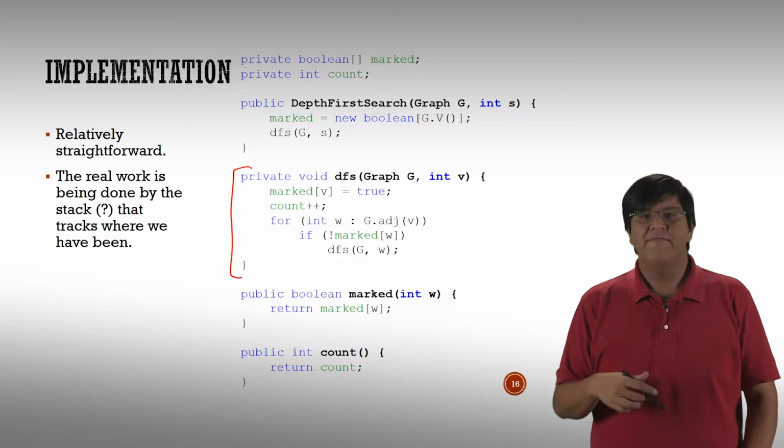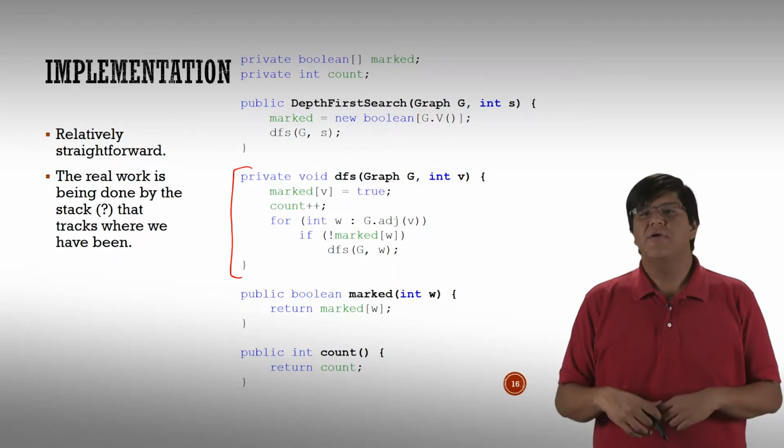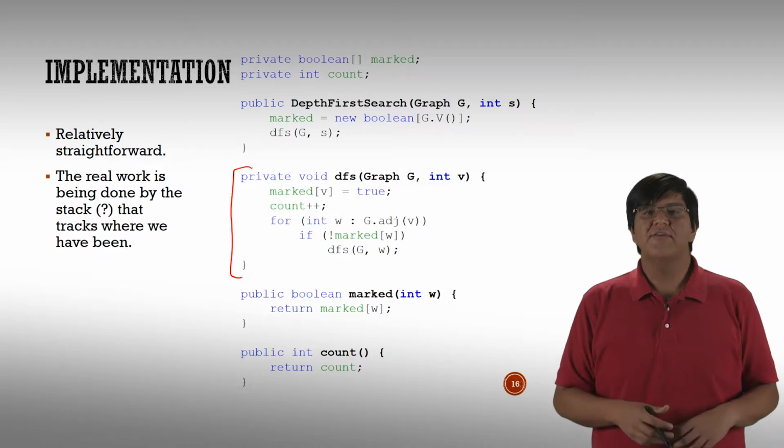Now on the bottom part, we have two really simple functions, one for marked and one for count. The assumption here is that you create an object and the constructor runs. When the constructor runs, it does the DFS. So everything's been set up.